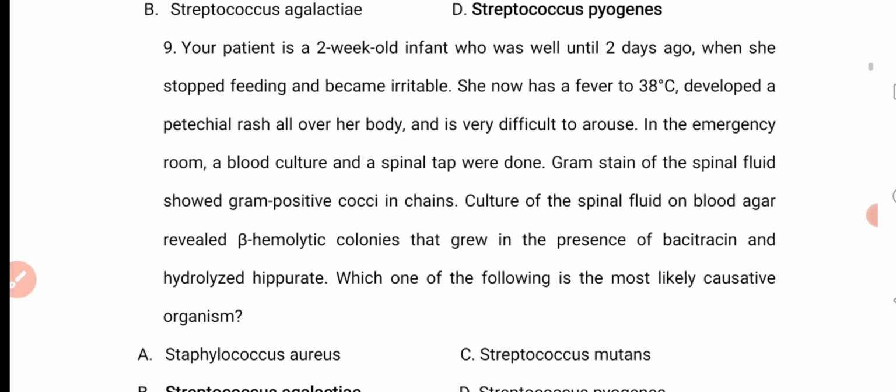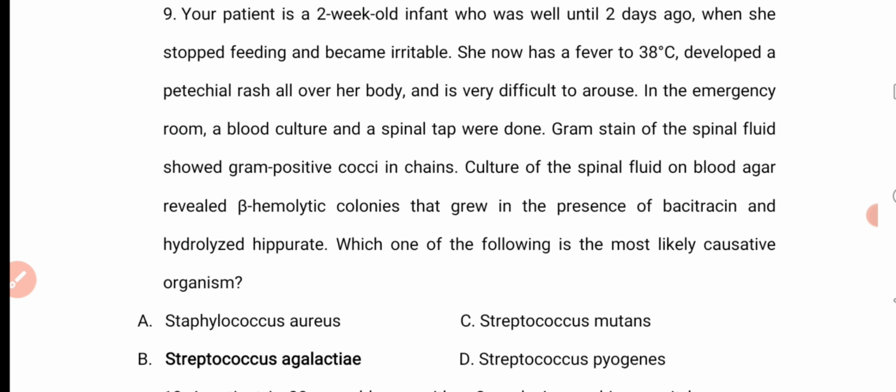The next question: our patient is a 2-week-old infant who was well until 2 days ago, and then she stopped feeding and became irritable. Now she is febrile, developed a petechial rash, and is very difficult to arouse. Her blood culture and spinal tap were done. The gram stain of the fluid showed gram-positive cocci in chains, and culture of the spinal fluid on blood agar revealed beta hemolytic colonies that grew in the presence of bacitracin and hydrolyzed hippurate. Which one of the following is the most likely?